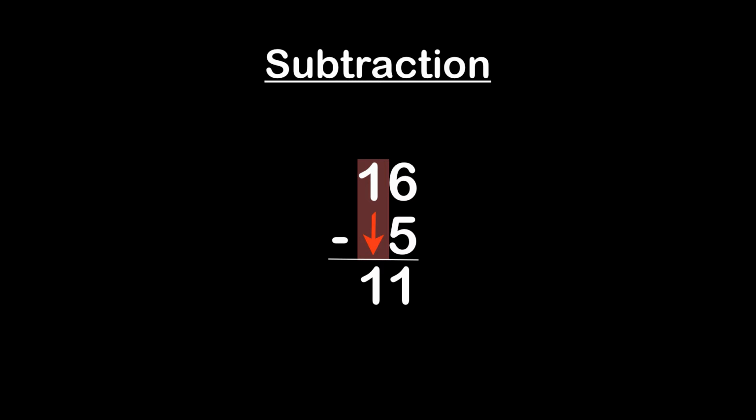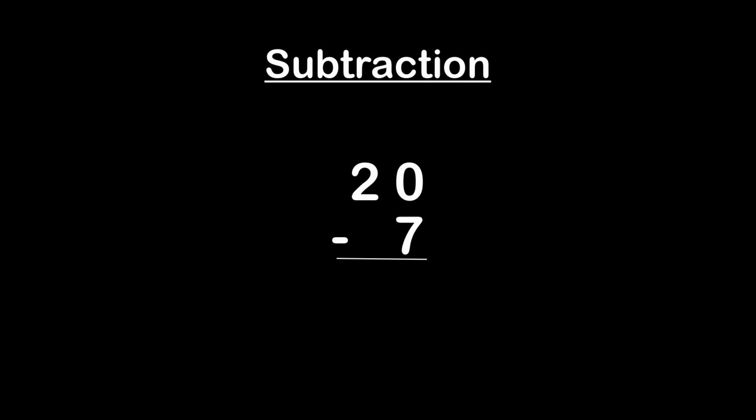Let's continue. For our next problem, let's take a look at 20 minus 7. If you notice, here in our right column, for the first time, we have a smaller number on top, which is 0, and a bigger number on the bottom, which is 7. In our last section, in addition, we learned that you can just add these two numbers and get your total. But in subtraction, it's different.